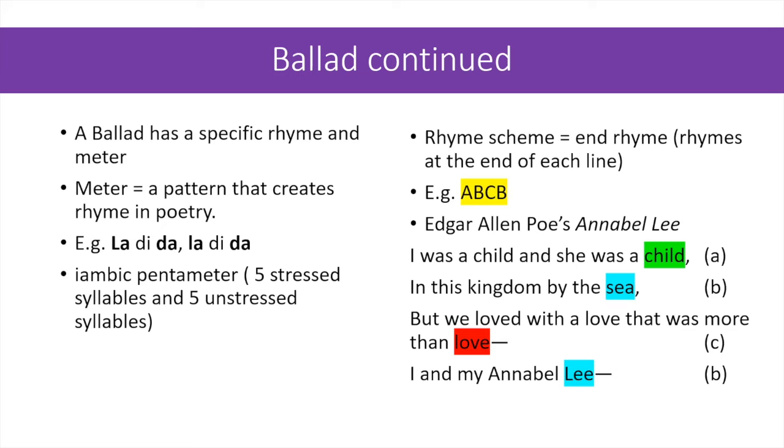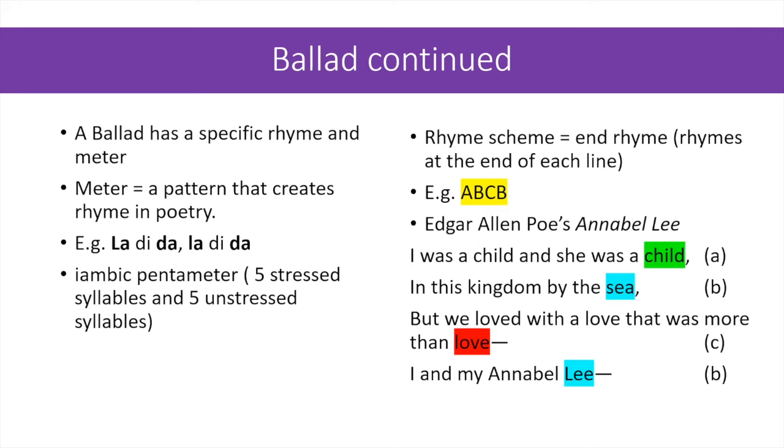A ballad has a very specific rhyme scheme and meter. What is meter? Meter is a pattern of unstressed and stressed syllables that creates a rhythm in poetry, almost like a song. For example, la-dee-da, la-dee-da. Can you hear how the tone of my voice has been changing? The most common meter is called iambic pentameter, and this is the meter usually found in older ballads. This just means that there are 5 stressed syllables and 5 unstressed syllables in each line.